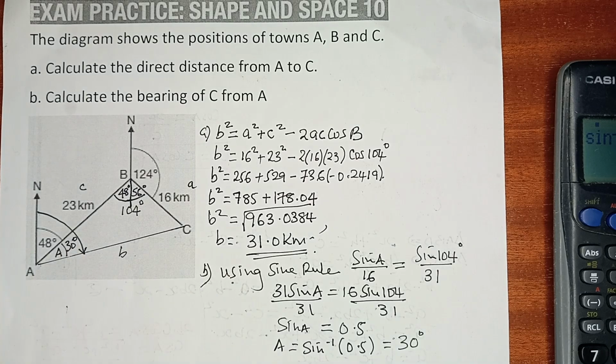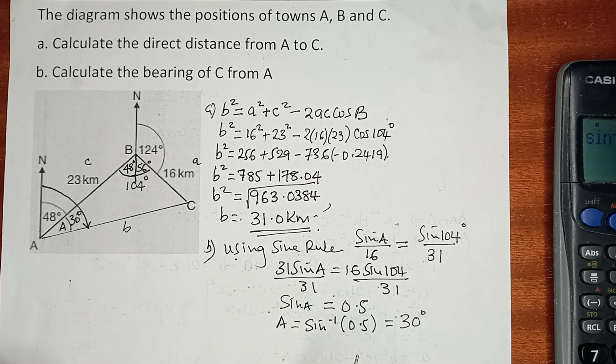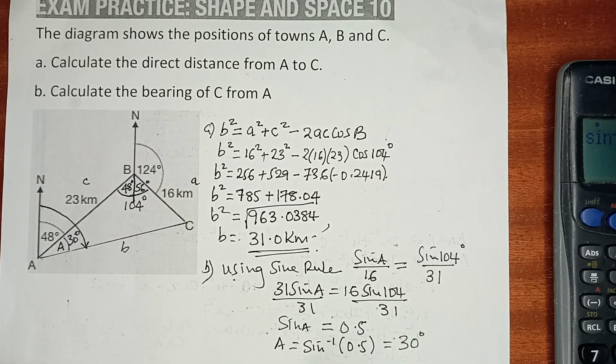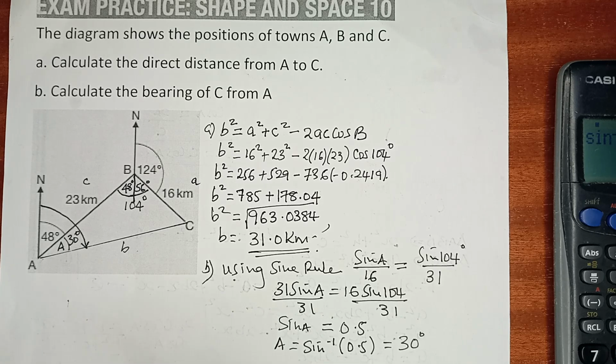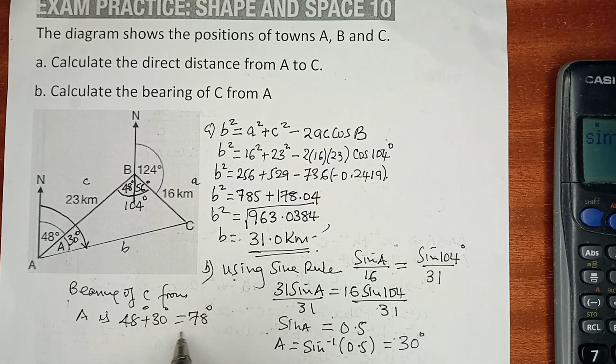So the bearing of C from A is the whole angle from the true north to the line connecting the two. This is 48 plus 30, which is 78 degrees. So the bearing of C from A is 78 degrees. And that is just like it.